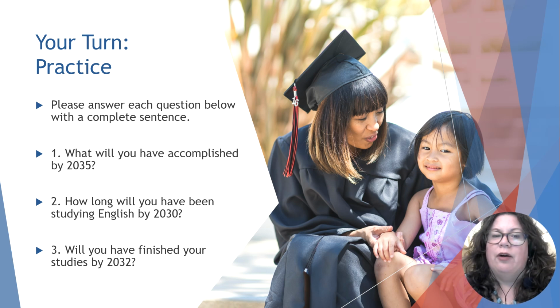Number 2, how long will you have been studying English by 2030? So again, future point in time. Now this one focuses on how long. This is duration. So this is future perfect progressive. So think of an answer for that one. And number 3, will you have finished your studies by 2032? Again, finished, so we're dealing with completed action here, so we want future perfect. All right, do you have an answer for each of these?